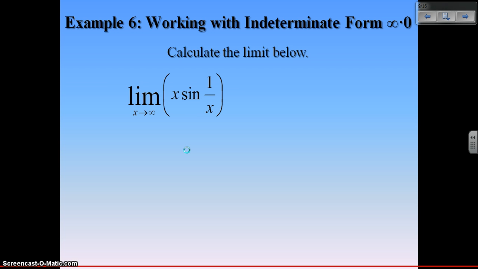Another indeterminate form is infinity times 0. Again, it's a conflict of rules. Infinity times anything is infinity, but 0 times anything is 0, so it doesn't exist.